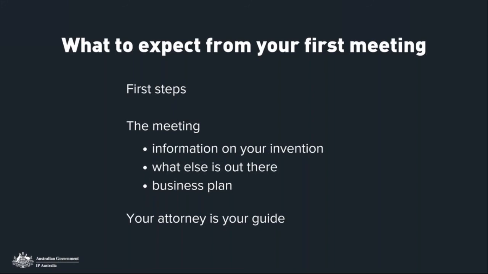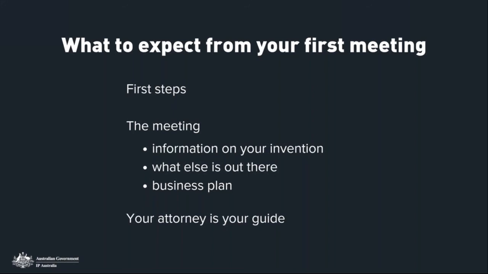This is where the attorney will find out more about your invention, how you intend to make money from it, and what exists in the market. Note that you will want to bring all information about your invention to this meeting, including, for example, your technical specifications, information on market shares, and your business plan. The attorney will also want to know if you have disclosed your invention to anyone else, because this could affect your ability to patent it.